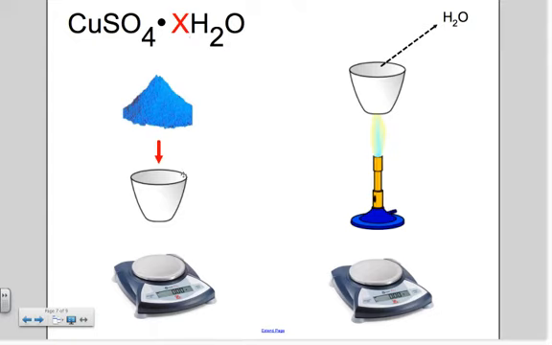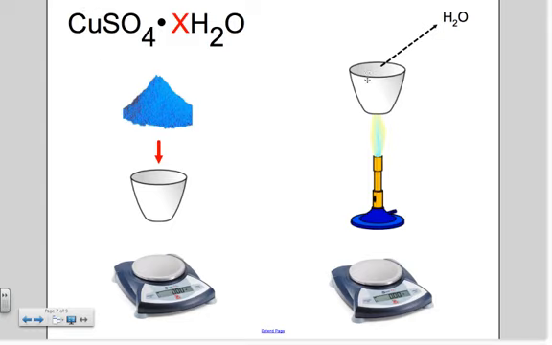Now, the first thing you're going to do is take a crucible and find its mass. Write that down. Then come see me. I will give you a sample of the hydrate. Put it in the crucible, find its mass, write that down. Then you're going to heat it. What do you think is going to happen when you heat this hydrate? That's right. All of that water right here is going to leave, which is just going to leave you with copper 2 sulfate, the anhydrous salt.